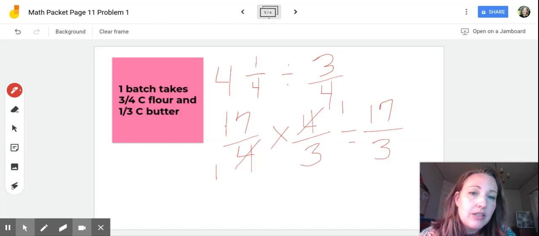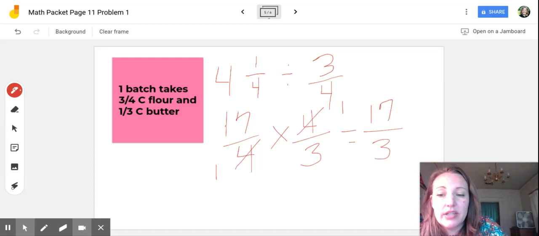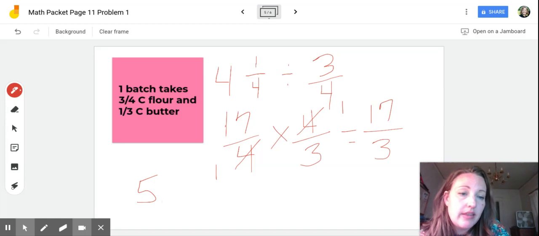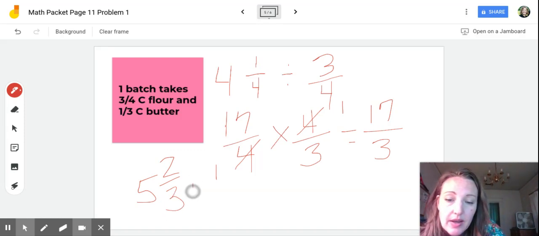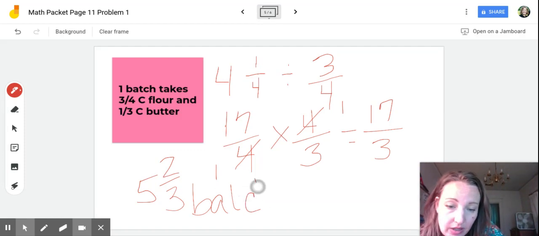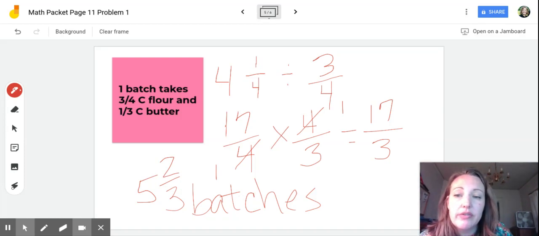We're going to make this back into a mixed number. We know that 3 goes into 17 how many times? 5 times, right? So 3 times 5 is 15, right? So we've got 5 wholes, and then there are 2 left over, right? So that's 2/3. 5 and 2/3 batches. It's not cups that we just found. We figured out how many batches we could make using that 4.5 cups of flour.